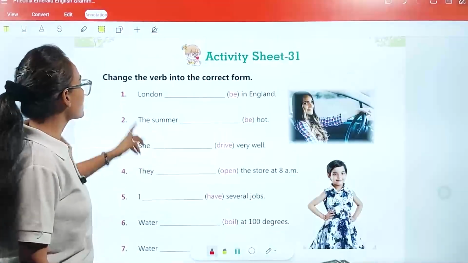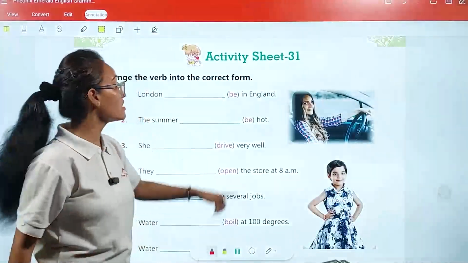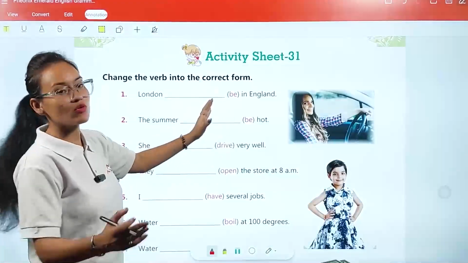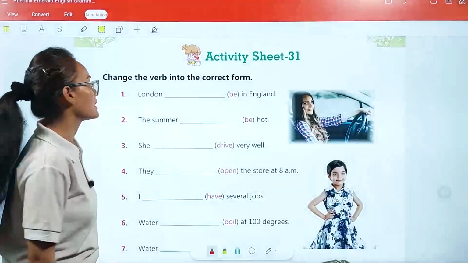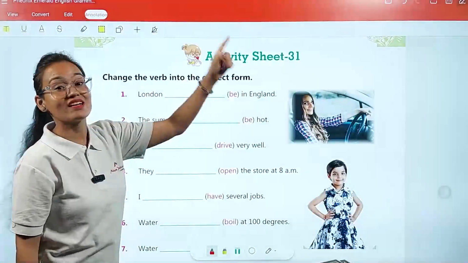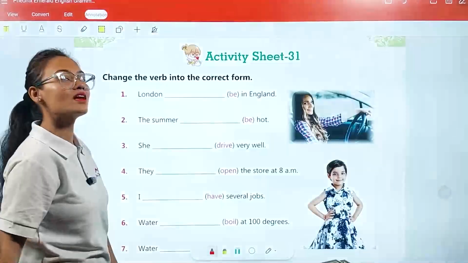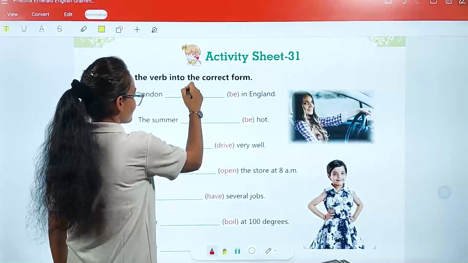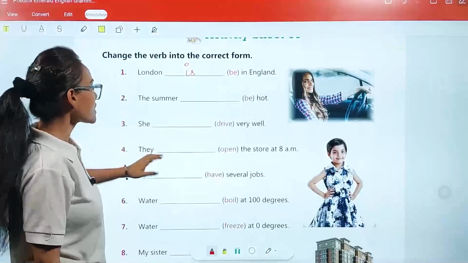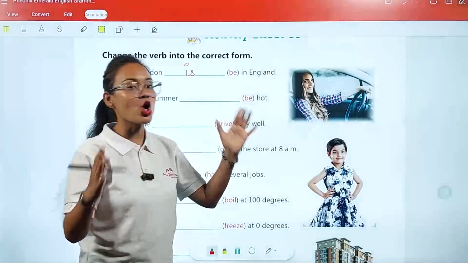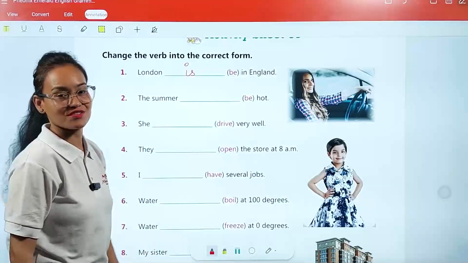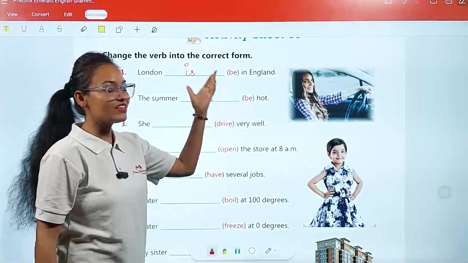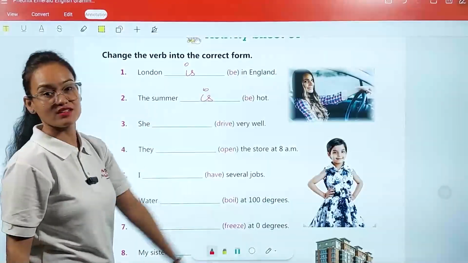First one is London, blank, be in England. How are we going to correct this be verb? London be in England, does it sound correct? No. London is in England. Second one, the summer, be hot. The summer is hot. Third one, she, drive very well. She drives very well.